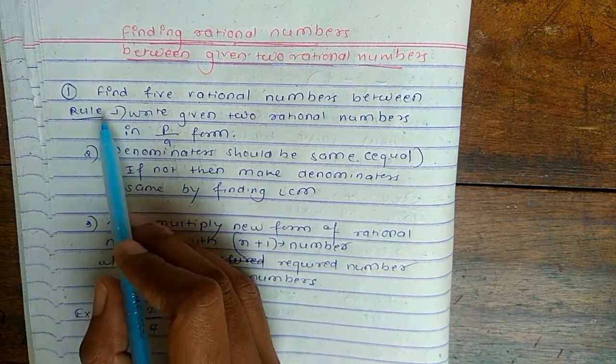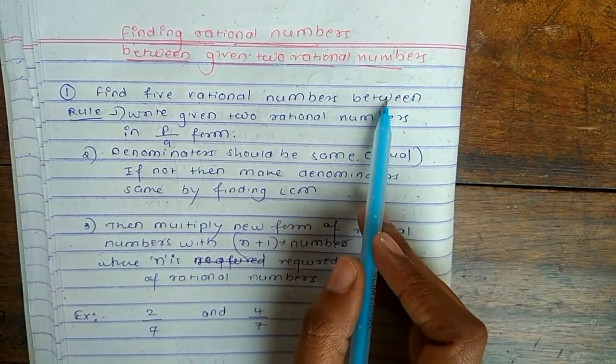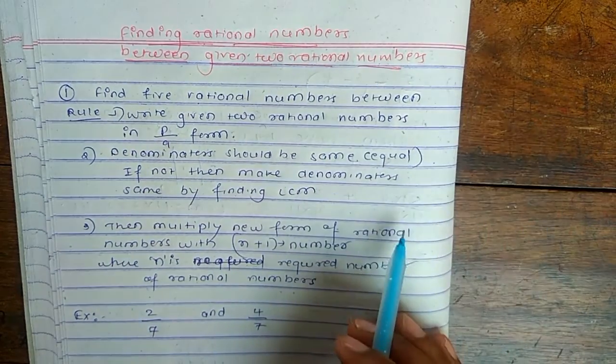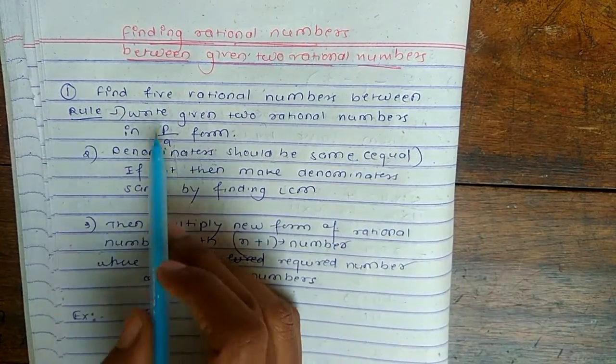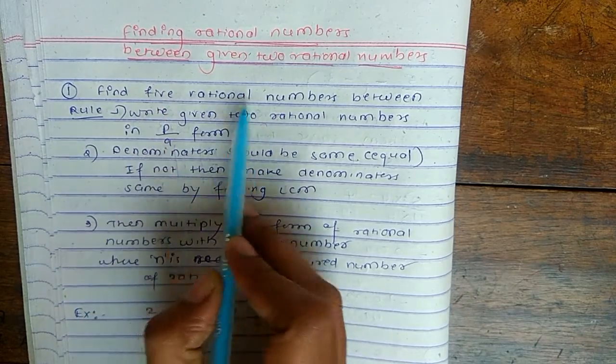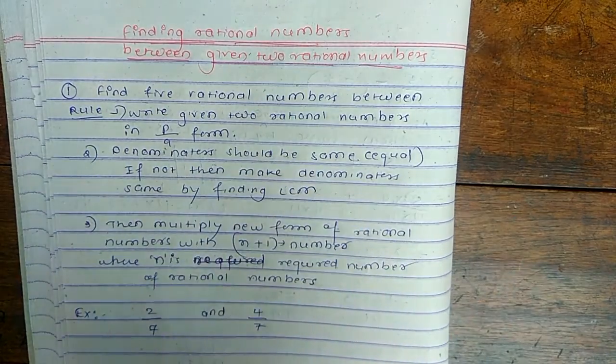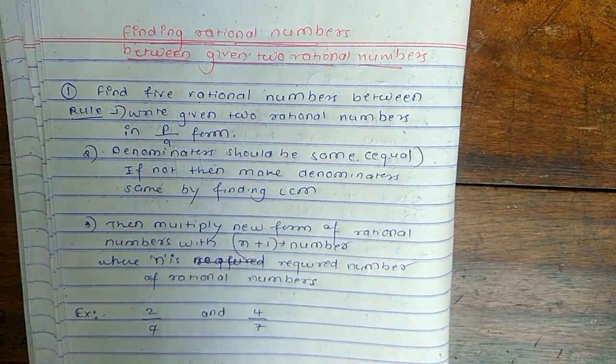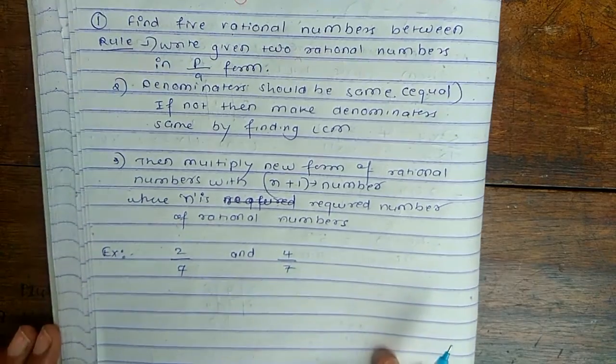For example, suppose the question is: find 5 rational numbers between the given two rational numbers. You can find any 5 rational numbers between them. We can have infinitely many, and from those, any 5 you can write. It is not necessary that a particular 5 only have to be written. You can write any 5 rational numbers. So we will see the rule.